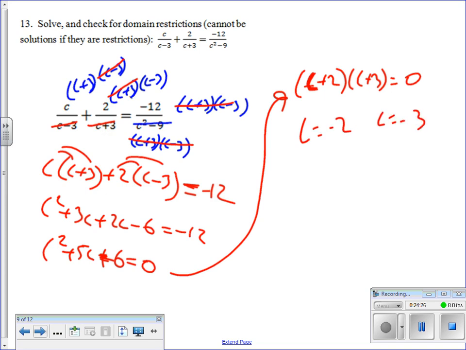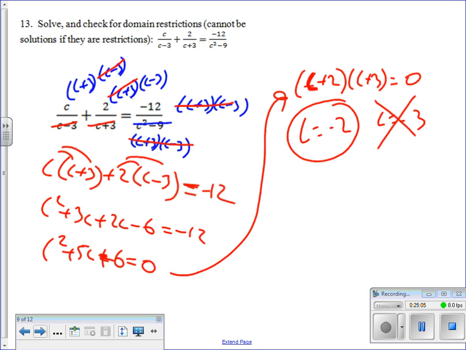C equals negative 3. Can c be negative 2? It can be negative 2. That's good. Can c be negative 3? No. Okay, negative 2 will be fine in my denominators. Negative 3 will not be fine in my denominators. Question? Wouldn't that negative 3 be a restriction? Yeah, that's why I can't use it, because it doesn't work. So I toss it out. The negative 2 will work, the negative 3 will not work.